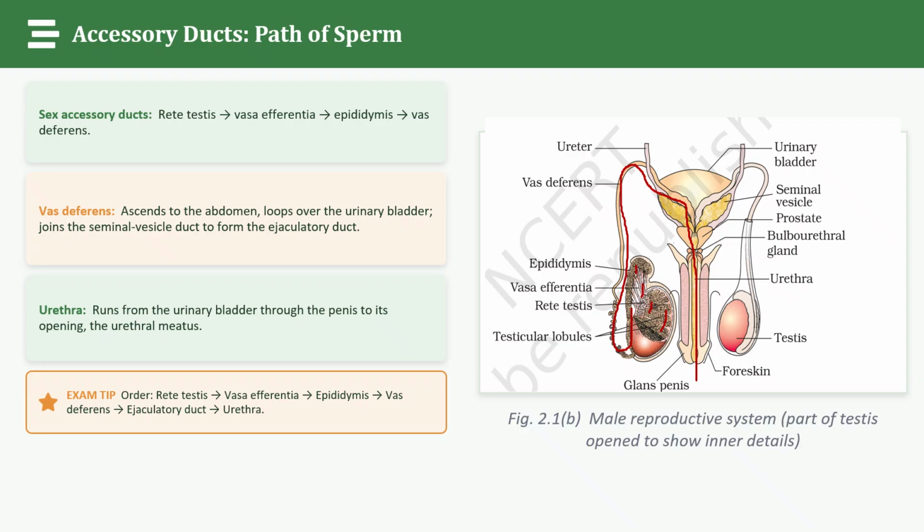So how to remember? I have given an exam tip. First I have given the order, so go through this. First is rete testis, vasa efferentia, epididymis, vas deferens, ejaculatory duct and urethra. Let's move on to the next one.